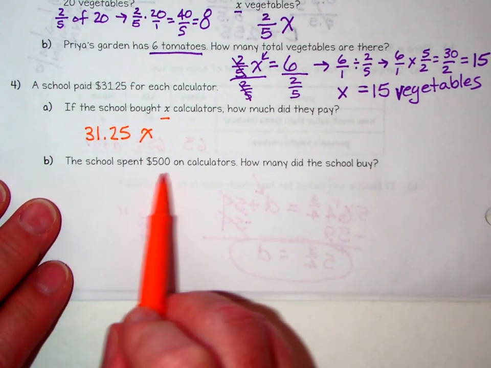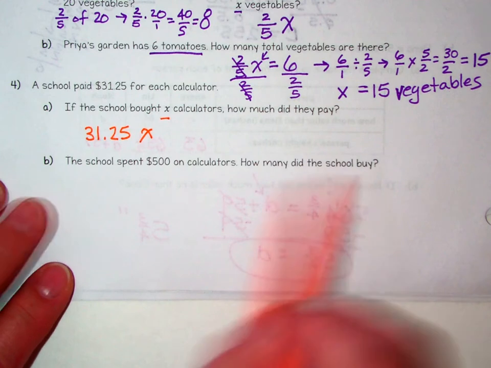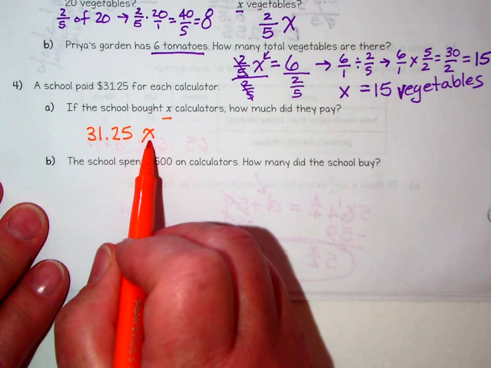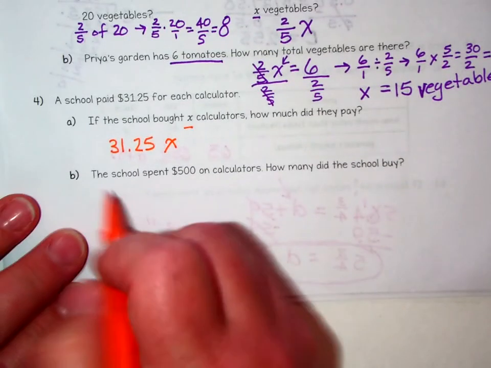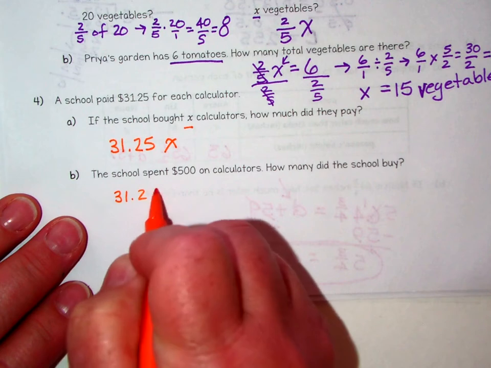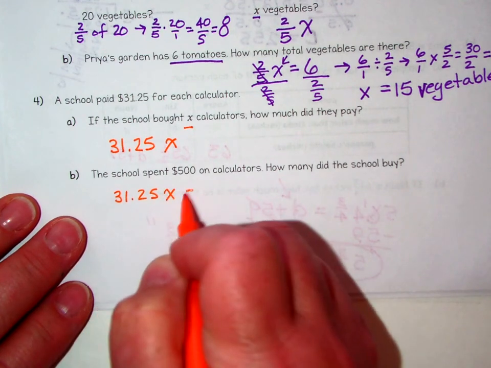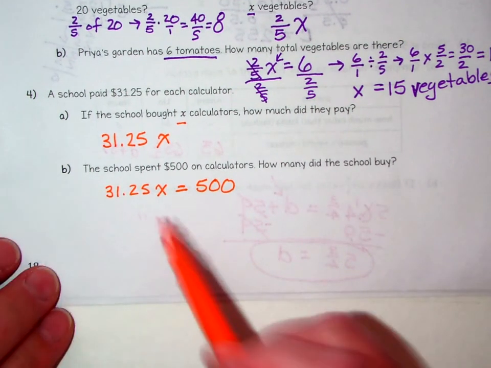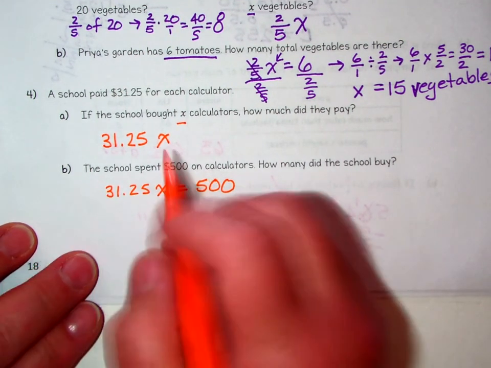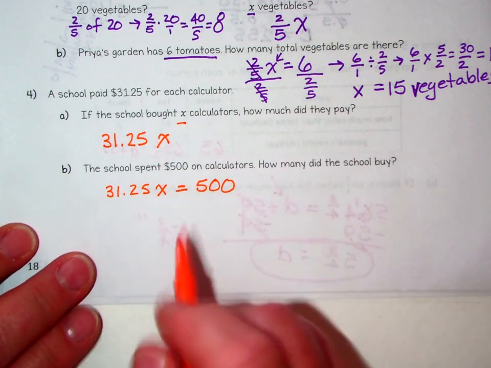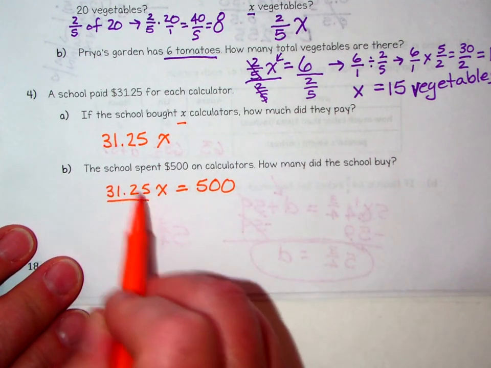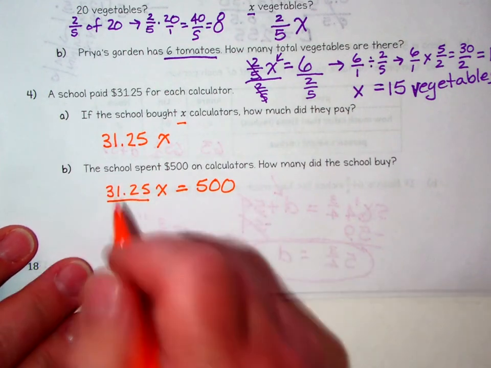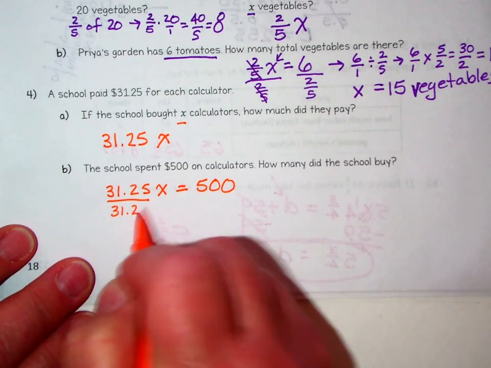The school spent $500 on calculators. How many did the school buy? So that means 31.25 times the number of calculators has to equal 500. So there's the equation I have to solve. I want to get x all by itself because I want to know what 1x equals. So I'm always just going to divide by, we call this number the coefficient. The number that is multiplying a variable is called the coefficient. I'm going to divide by 31.25.